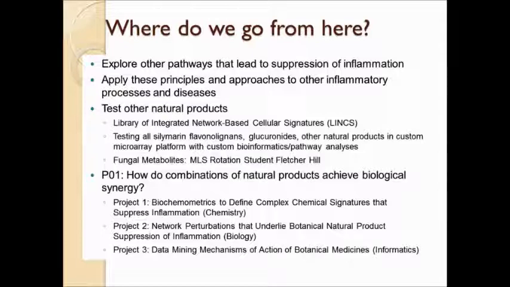As I mentioned, this library of integrated network-based cellular signatures was the LINCS program. We're in the process of testing all of the components of silymarin, some of their metabolites, and other natural products. They have this high throughput custom microarray profile system with 1,000 genes, and that's all they profile. But when you profile these 1,000 genes, the transcriptional response captures the response of 80% of the human transcriptome. So it's a very economical and high throughput way to figure out what's happening.